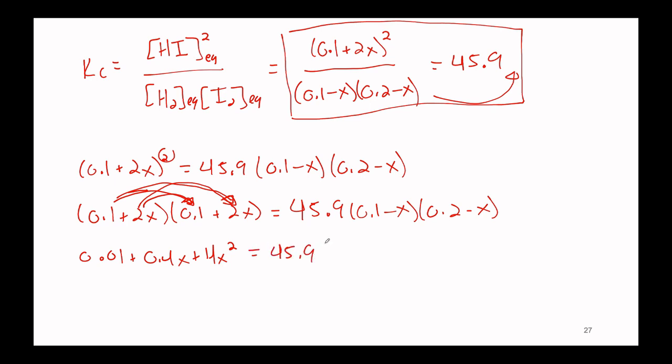45.9 times, and we're going to do the same thing for these two terms that are being multiplied on the right-hand side: first, outside, inside, and last, the process known as foiling. So we're going to add all of these terms up as well. That'll give us 0.02 minus 0.3x plus x squared.